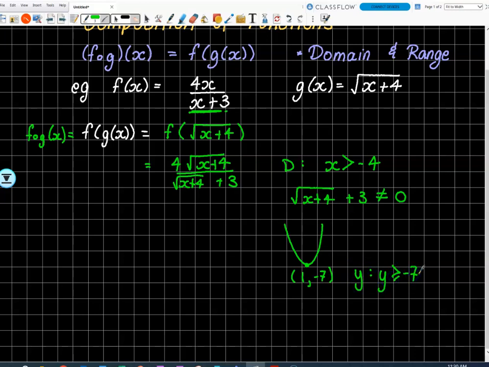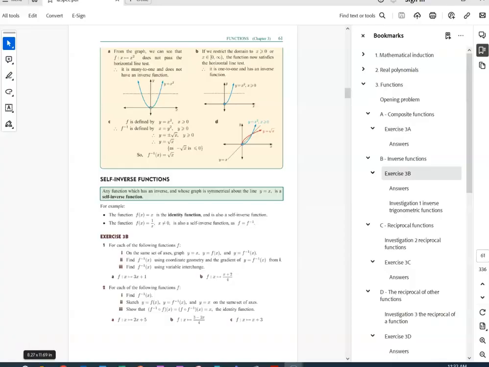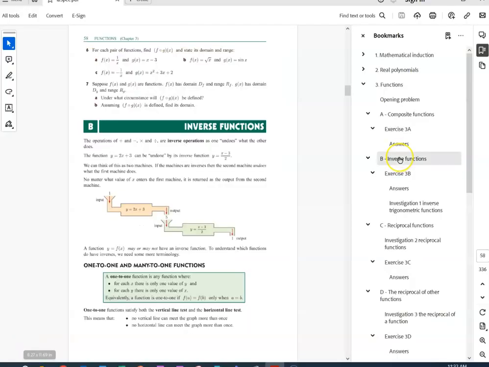But you're not going to just get a quadratic every now and then. You'll get some crazy ones, and you will get your graphics calculator to help you with the domain and range. Does that make sense? All right, so we're talking about inverse functions.